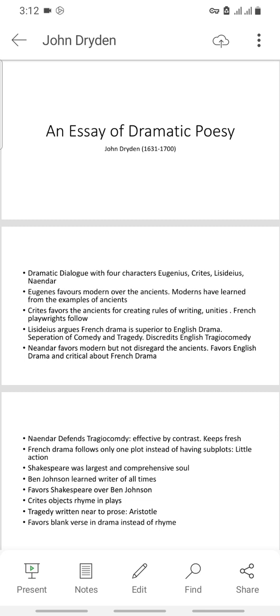Then Neander favors the modern. This character Neander is somehow a balanced character by John Dryden. To understand this, these four characters are discussing their points of view about literature. So Neander favors the modern. He says that the modern writers are better, but he does not say the ancient writers were not good. He says that modern writers have their place in literature, and the ancient writers have their own place in literature.